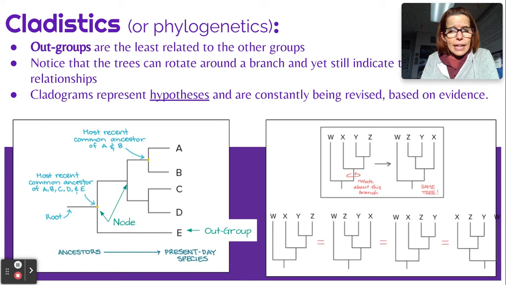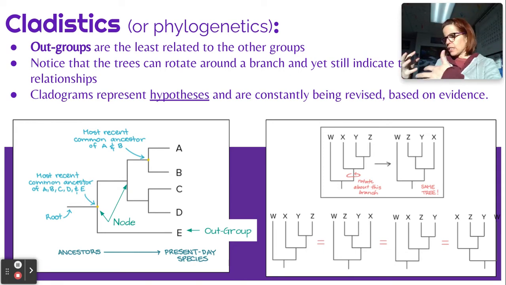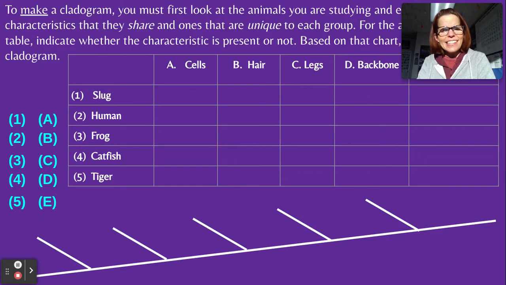Cladograms represent hypotheses, and they are constantly being changed as we get more fossil or DNA information. We update our cladograms. And then this is an opportunity here to show you how to make a cladogram. It's ridiculously simple. This is like a 3rd grade level cladogram, but still makes a point. So you go through and you look at the different animals and you identify what characteristics they have.